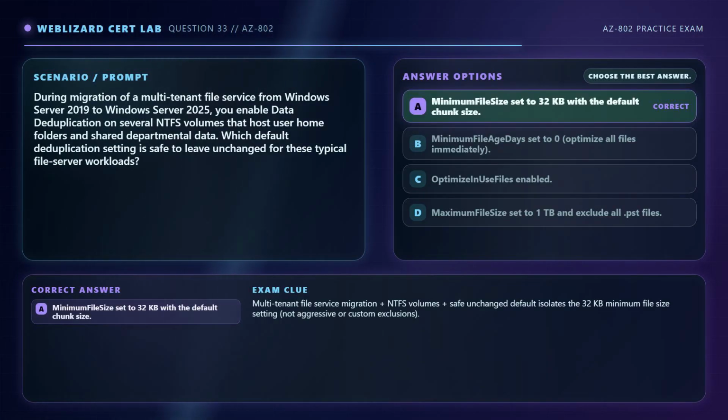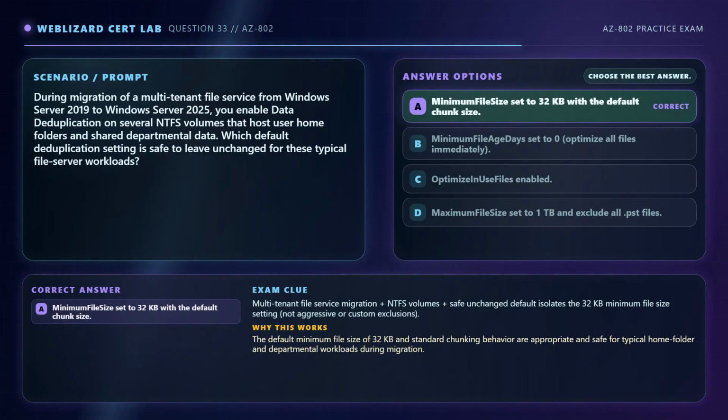The correct answer is A. Minimum file size set to 32 KB with a default chunk size. The default minimum file size of 32 kilobytes and standard chunking behavior are appropriate and safe for typical home folder and departmental workloads during migration. Multi-tenant file service migration plus NTFS volumes plus safe unchanged default isolates the 32 kilobyte minimum file size setting, not aggressive or custom exclusions.